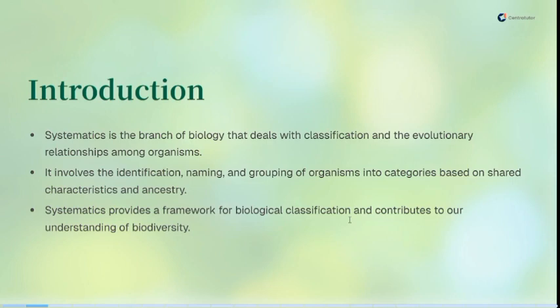In our previous lesson, we talked about how we classified living organisms using taxonomy, and we use things like binomial nomenclature. This also is another branch of biology that is involved in the classification of living organisms based on their evolutionary relationship. So that's what systematics is.